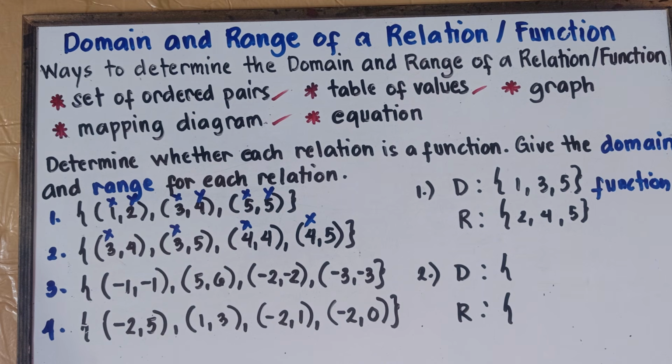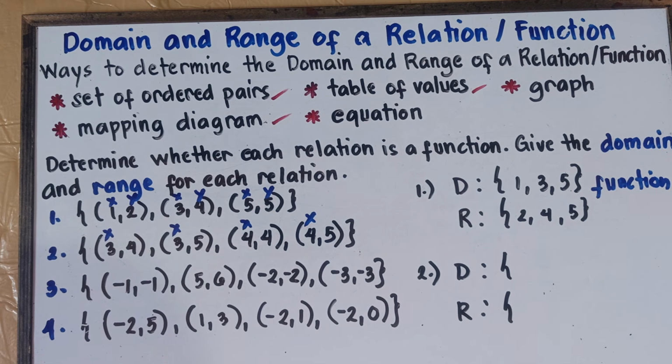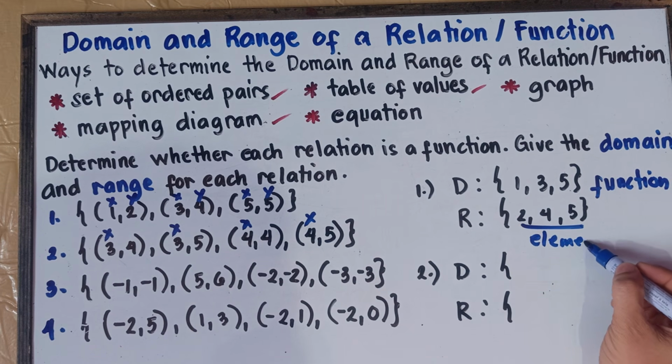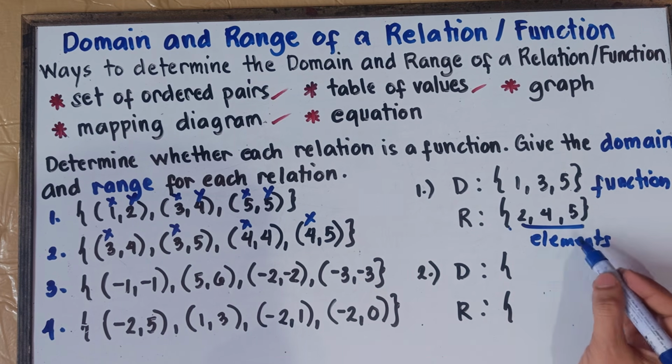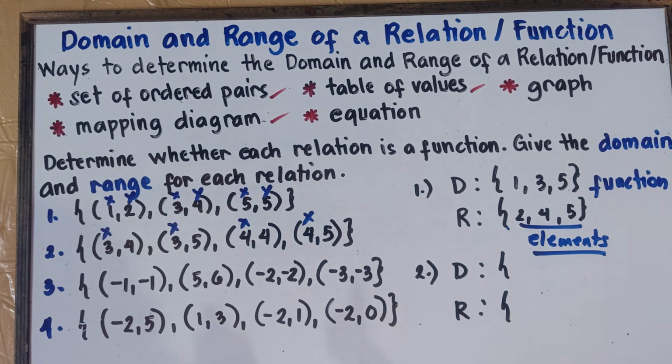Once again, class, if the number is repeating, simply write down 1. You're not allowed, class, to repeat the numbers, especially for the set. Inside this brace, we call this one elements. Now, elements, class, are unique. You are not allowed repetition.